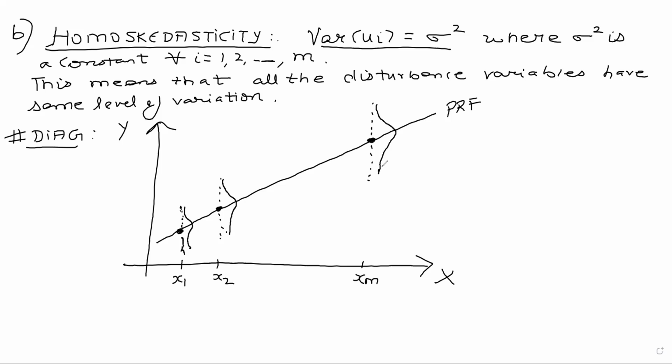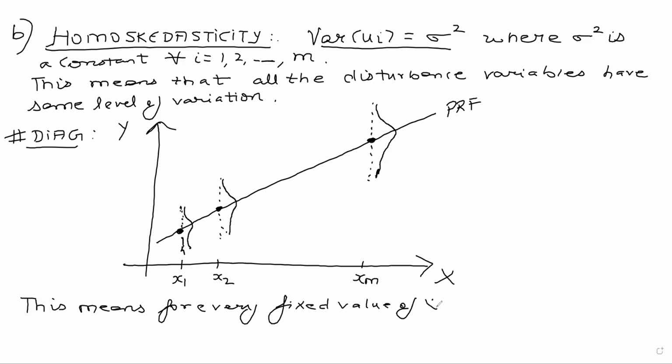This is the assumption of homoscedasticity. So what does this mean? It means that for every fixed value of x, the variance of ui will be the same, and equal to a constant sigma square.